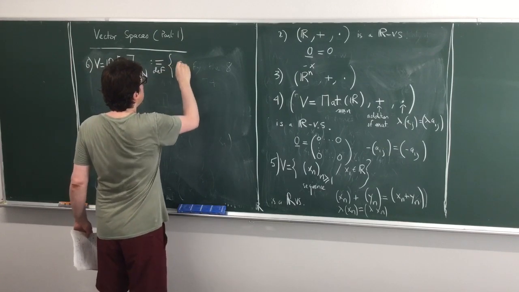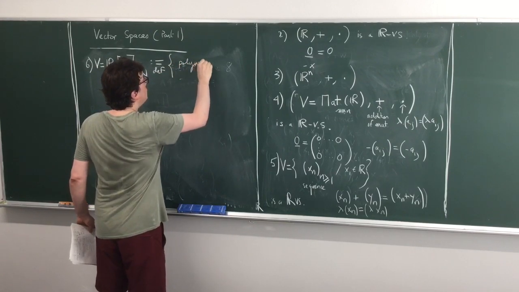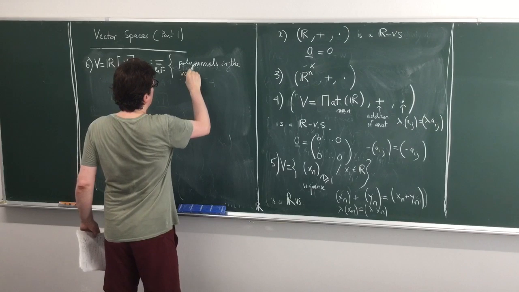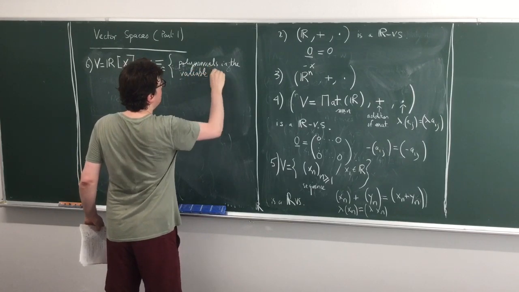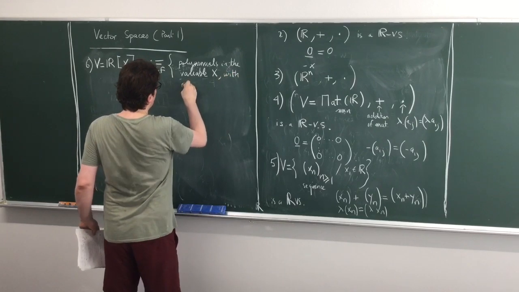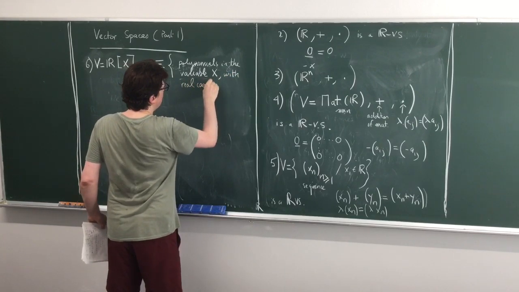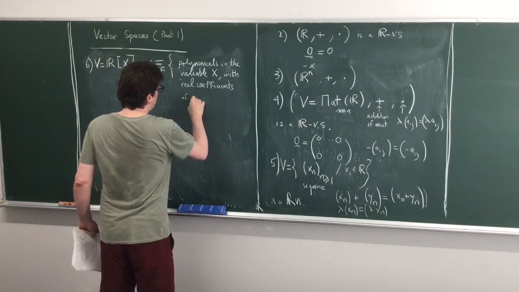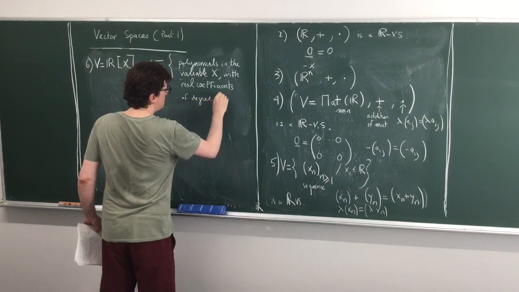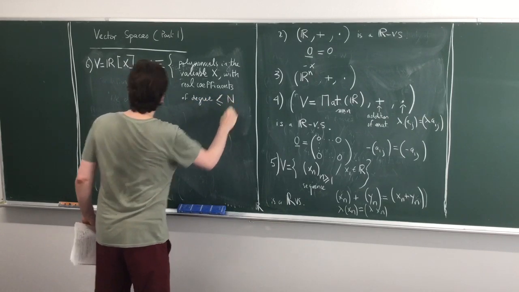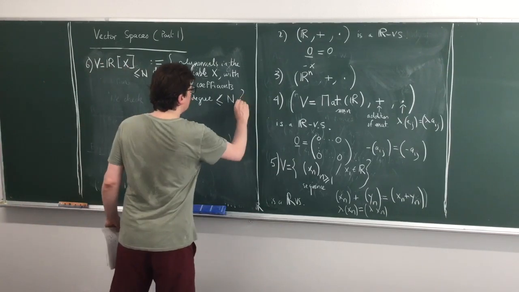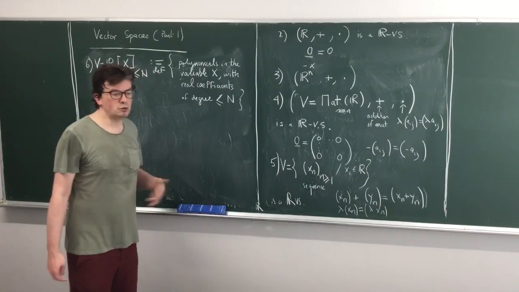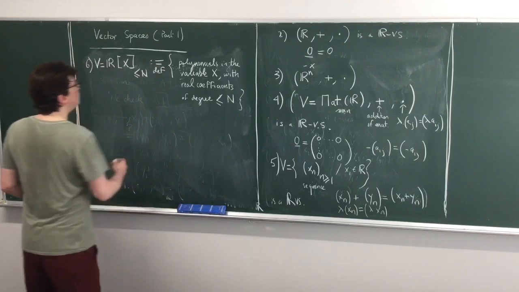the set of polynomials in the variable x with real coefficients and of degree less or equal to some number n. Okay, so what is an example of such object? We need to know basically what is a polynomial. So what is a polynomial?